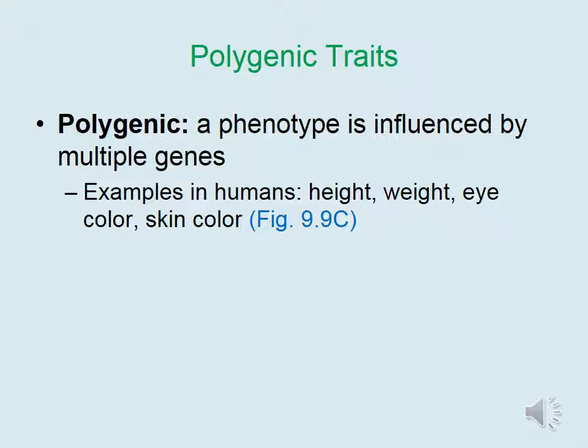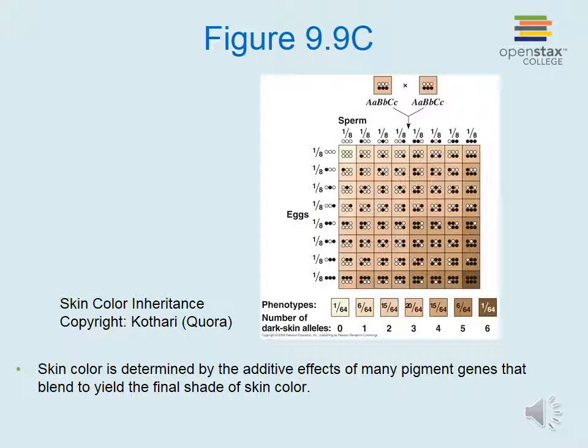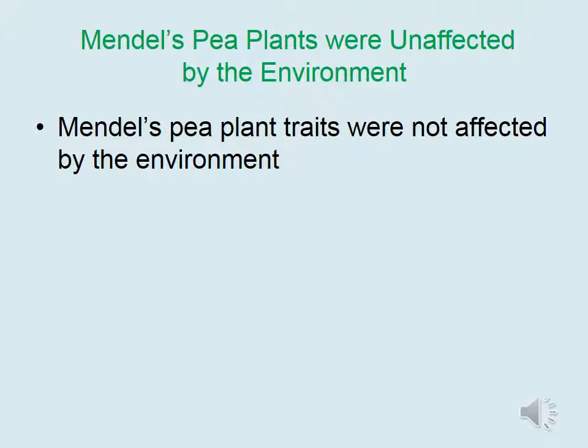You have many different variations of all of these traits, and this indicates that many genes essentially have a blending effect to come together to give the final phenotype in an individual. Skin color is determined by the additive effects of many pigment genes that blend to yield the final shade of skin color. Here we examine the effect of the environment on traits.